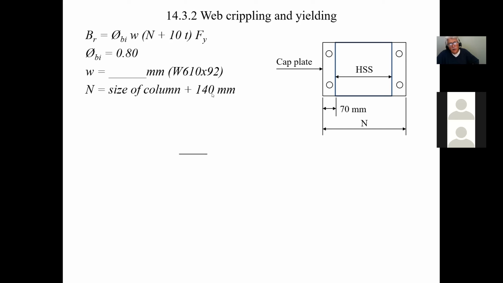Then, of course, you're going to take the size of your column. You're going to add 140 to it. That's going to be your N. And if you want, you should round it up to a multiple of 10, make it even bigger, because you should use multiples of 10. That's what you should be specifying.